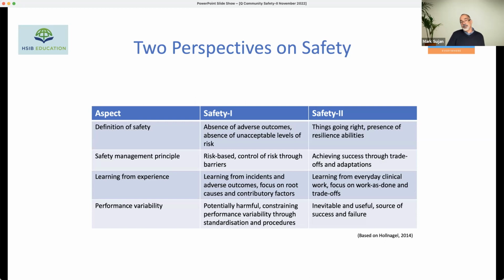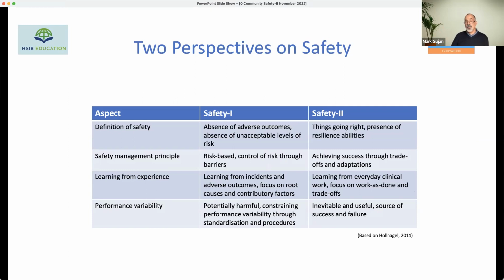What Eric was saying is that it's the presence of some kind of resilience abilities, for lack of better words. The abilities, which I will explain on the next slide, to adapt, to monitor, to respond and to learn. From that definition also follows the key driver for the safety management principle, which with traditional methods is risk-based. You can see that also with the HSE model which I presented on the previous slide about leading and lagging indicators. That was all about the barriers, the risk controls. Even the leading indicators are about whether the risk controls are working when inspected. Whereas for safety two, we need a new safety management principle. And here it's about achieving success through performance variability.